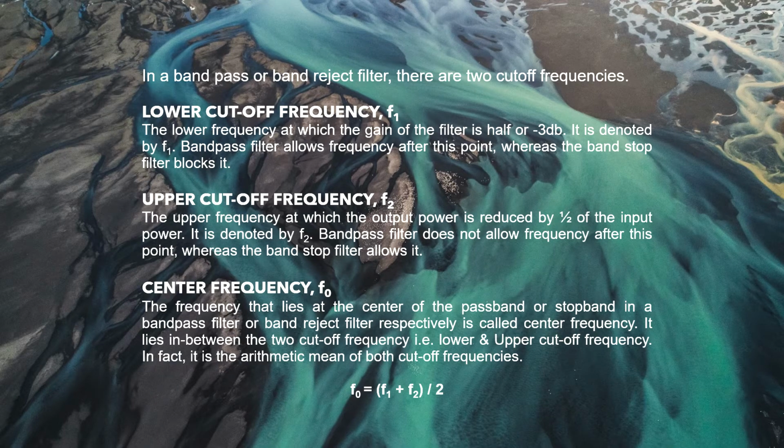Center frequency, which is F0, is the frequency that lies at the center of the pass band or stop band in a band pass filter or band reject filter, respectively. It lies in between the two cut-off frequencies, lower and upper cut-off frequency. In fact, it is the arithmetic mean of both cut-off frequencies. F0 equals F1 plus F2 divided by 2.